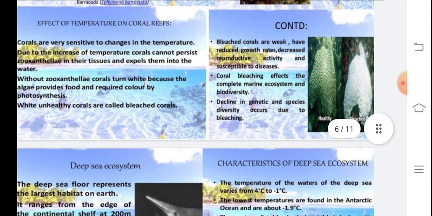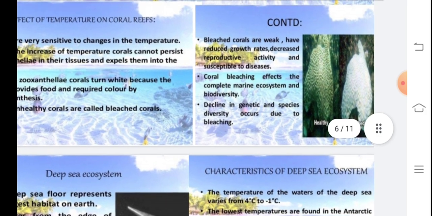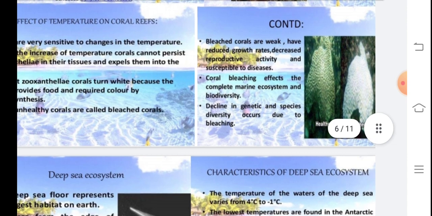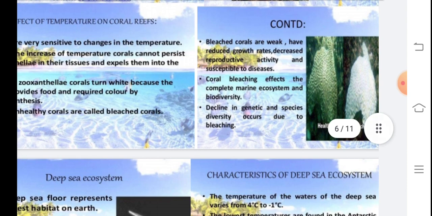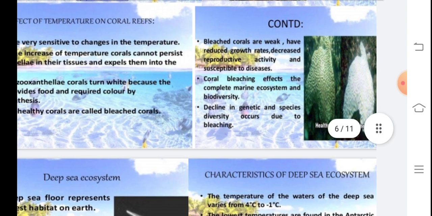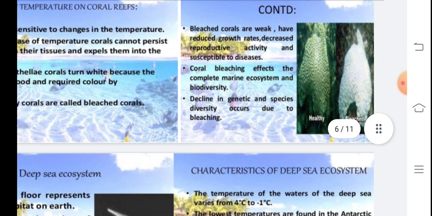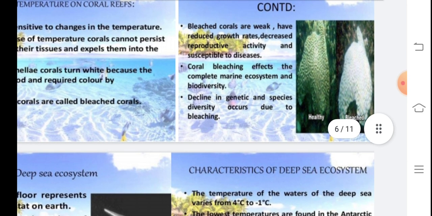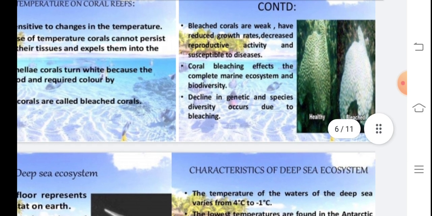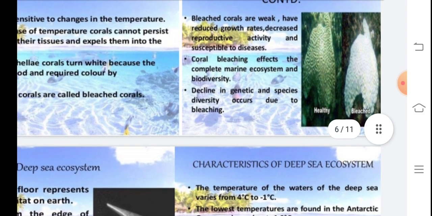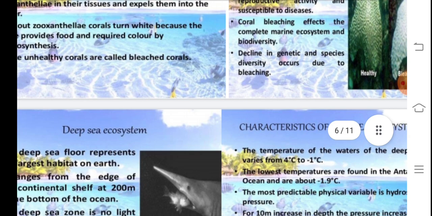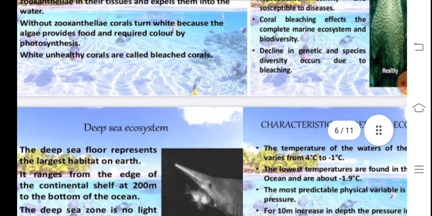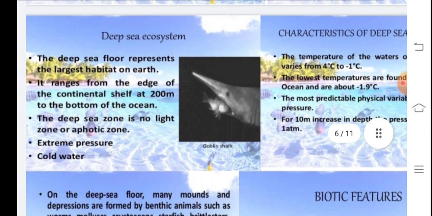Bleached corals are weak, have reduced growth rates and decreased reproductive activity, and are susceptible to diseases. Coral bleaching affects the complete marine ecosystem and biodiversity. A decline in genetic and species diversity occurs.